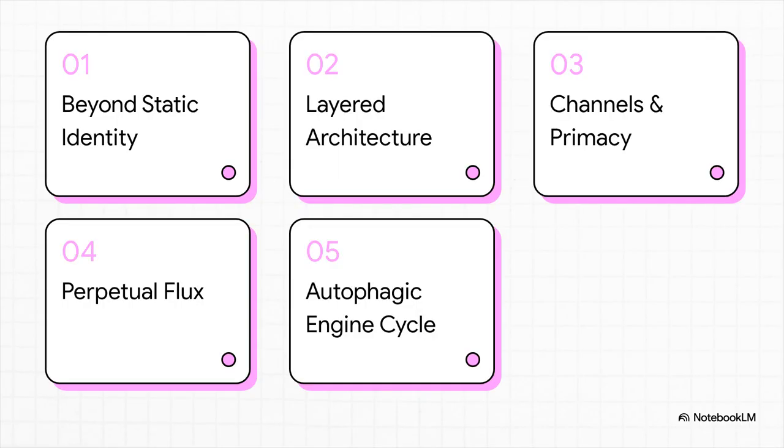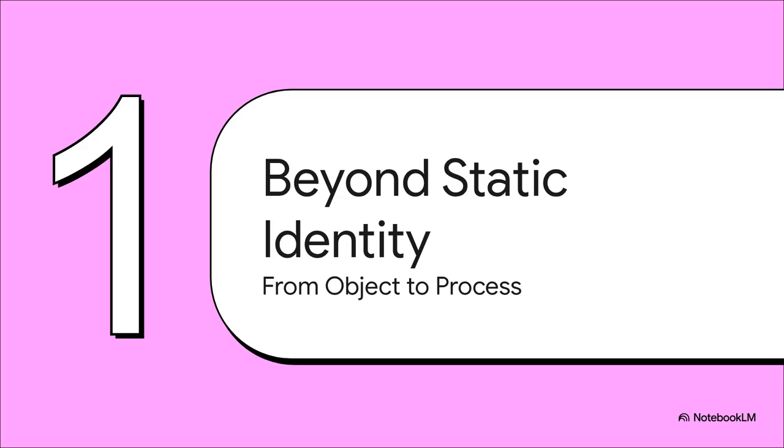Okay, let's dive right into our roadmap for this explainer. We're hitting 5 key areas. 1. Beyond static identity. 2. The layered kinetic architecture. 3. Channels and relational primacy. 4. Protocols of perpetual flex. And finally, 5. The autophagic engine cycle.